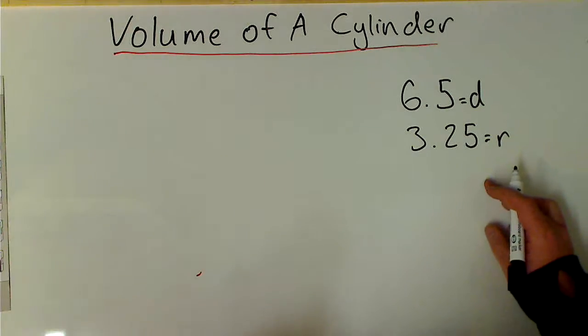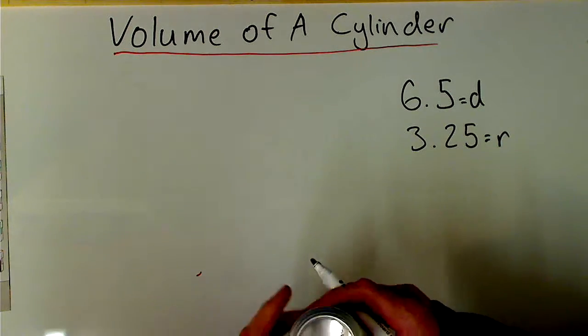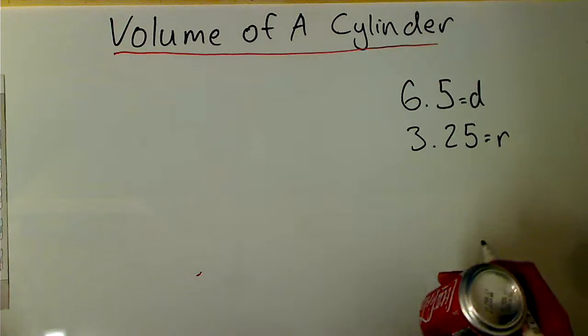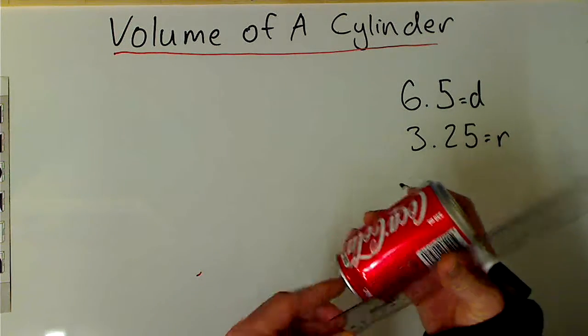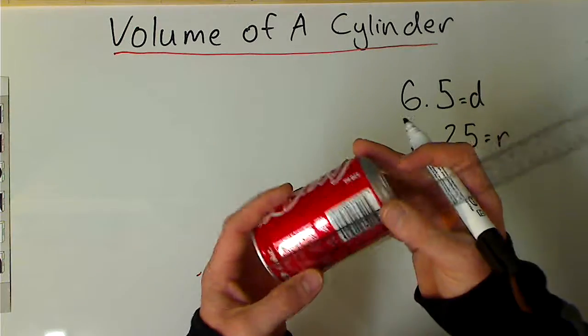And the second thing we need to know is how tall the can is. That's easy enough. Get the same trusty ruler out.